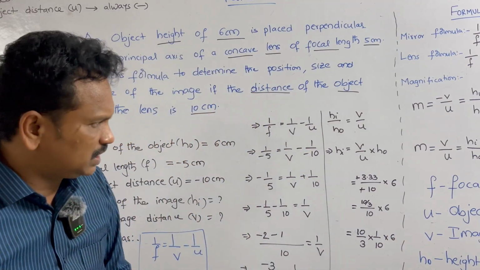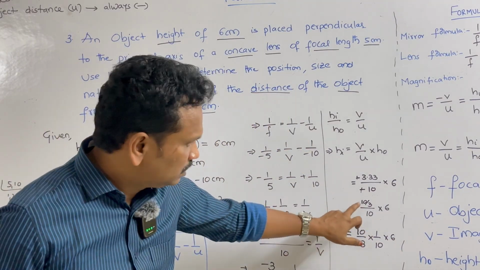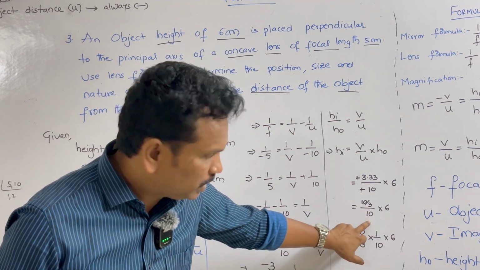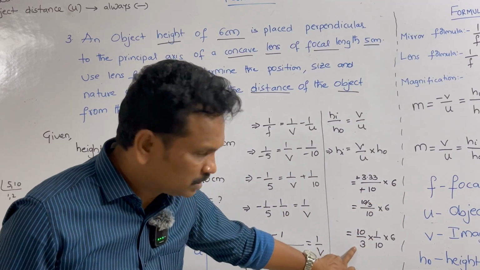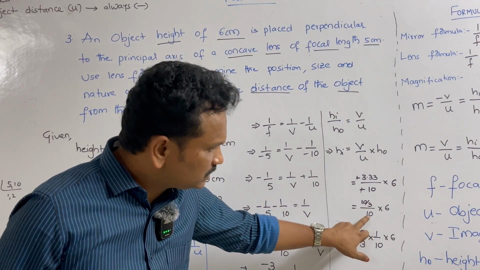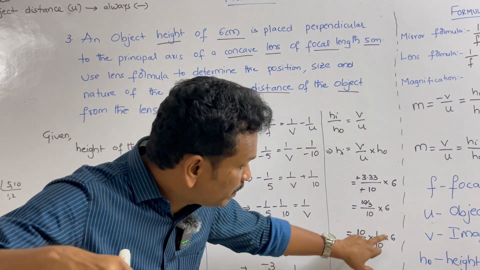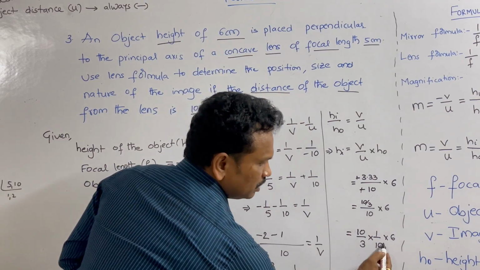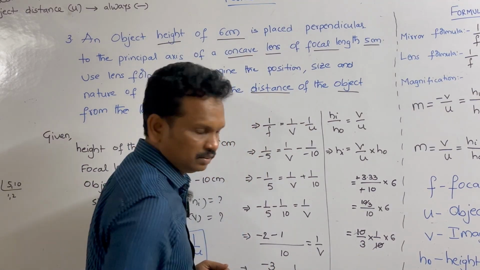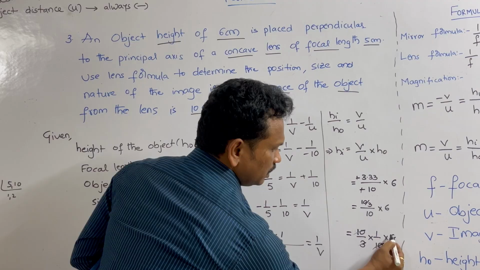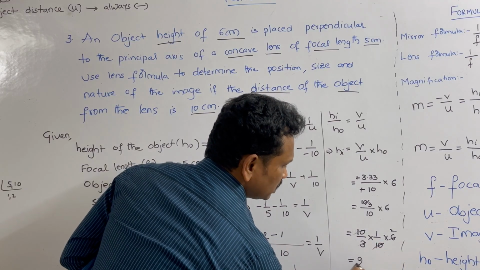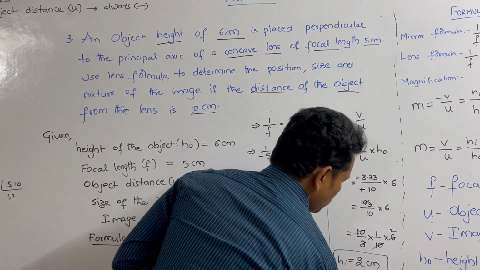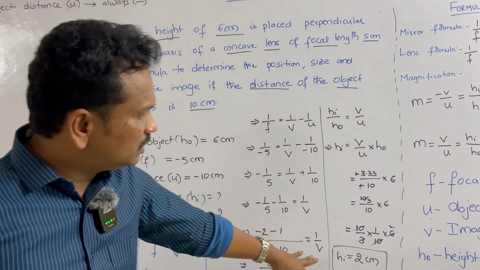It is very simple. See, there are two fractions actually. 10 by 3 divided by 10 by 1. 10 by 3 as it is, into the reciprocal, 1 by 10, into 6 as it is. See how simple the calculation is. 10 gets cancelled. 3 ones are 3, 3 twos are 6. Simply the answer is 2 centimeters. Got it? So in this way we calculate.